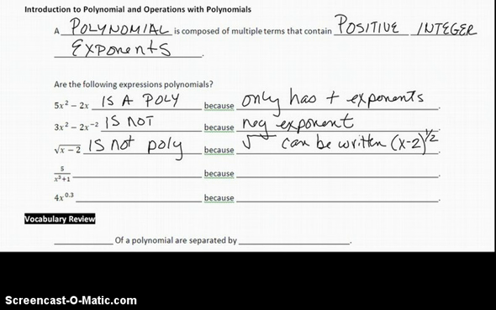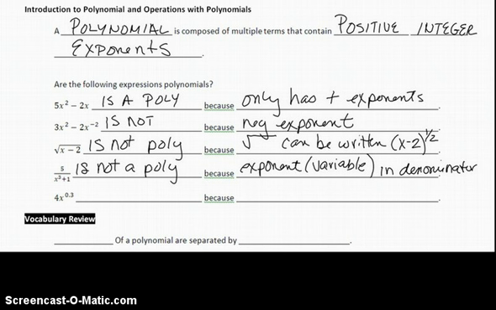Now I've got 5 over x cubed plus 1. What do you think? This one is not a polynomial because we have a variable in the denominator, because even if we had a single x down there, it would be x to the negative 1. This 1 over x cubed is really x to the negative 3rd if we wrote it in that notation.